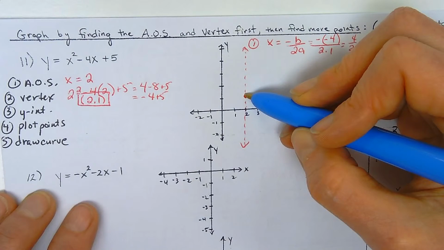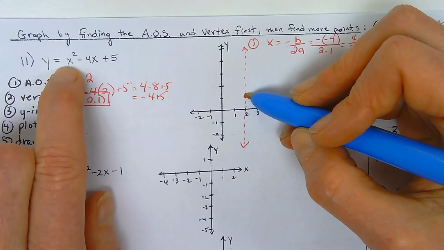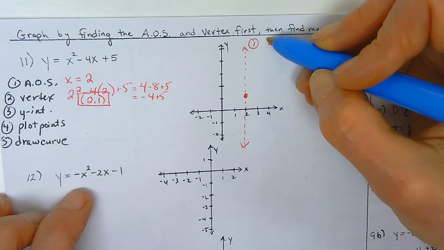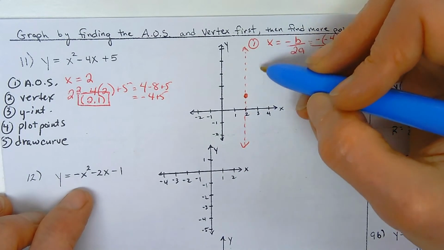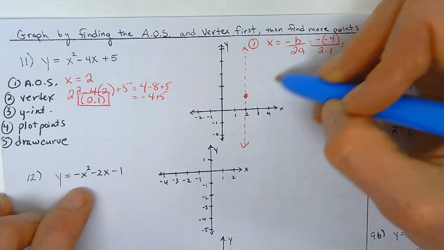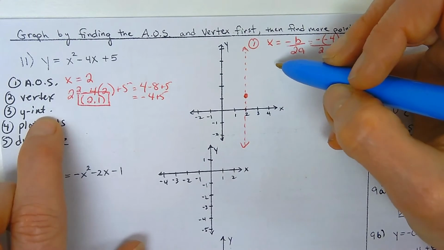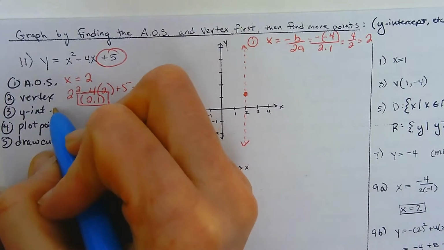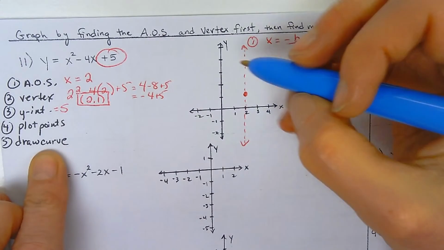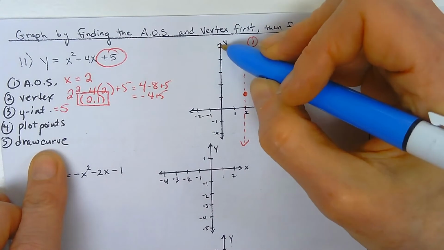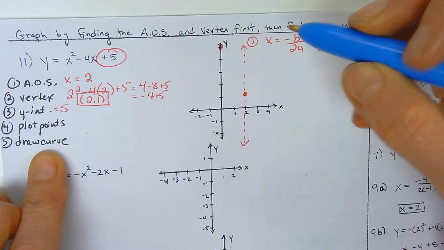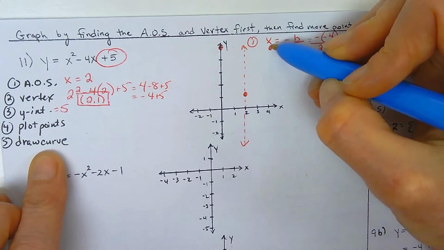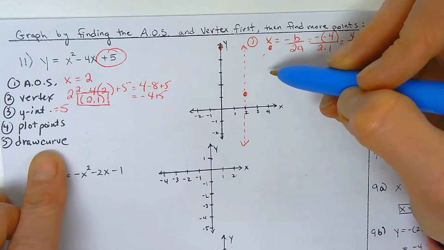Now this parabola is going to open upwards because a is positive, a is greater than 0. So my points should be somewhere up here. The y-intercept, remember, is our c. So the y-intercept equals 5. 1, 2, 3, 4, 5. And I can reflect that across the axis of symmetry, and there's the other point. 1, 2, 3 points.